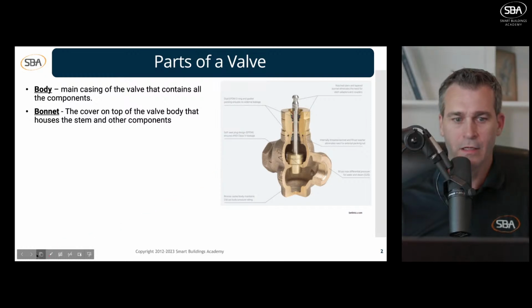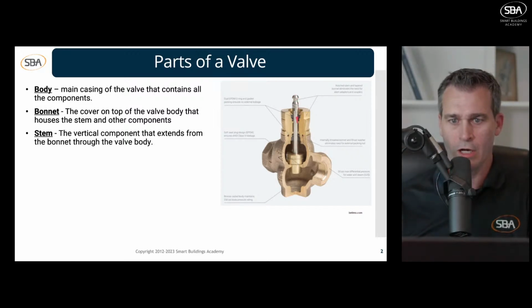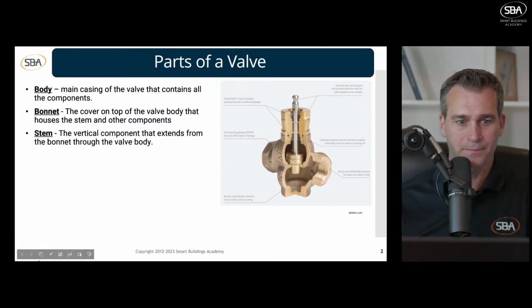We also have the stem. Now the stem is a very important piece. That's this metal vertical rod that goes inside the valve body. It's going to extend through the bonnet and into the valve body. This is what's going to control the opening and closing of the valve for water to flow through it.